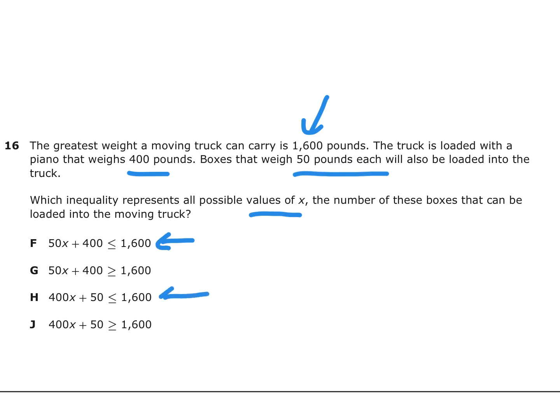It could be this one here, less than or equal to 1,600. It cannot be this one, more than 1,600. It cannot be that one. So we're going to rule out those two. And so it's either F or H.